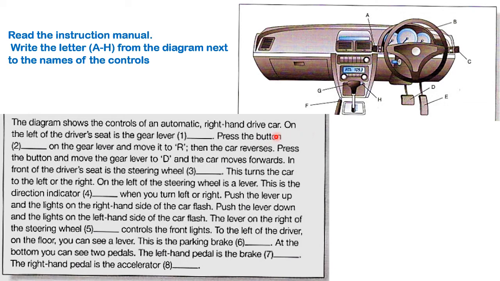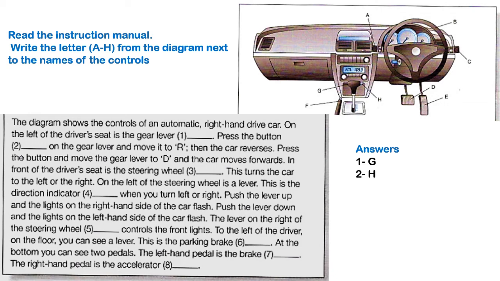Where is the gear lever that controls the speed? Yes, it's G. So this is the gear lever that controls the speed. Alright. Press the button on the gear lever and move it to R. Then the car reverses. Where is the button that you press on the gear lever? If you move it to R, the car reverses. Can you see the button on the gear lever? Yes, it's H. So this is the button.